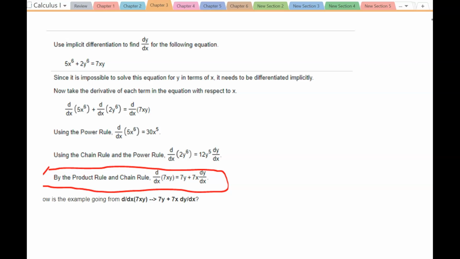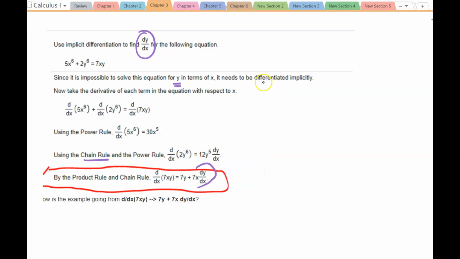So it's important that this dy over dx plays an important role, because that's what you're solving for. You want to find dy over dx. You need to take that in mind any time that you're differentiating a term that has a y in it. When you differentiate the y part, you have to use the chain rule here, and that's what they're saying here.